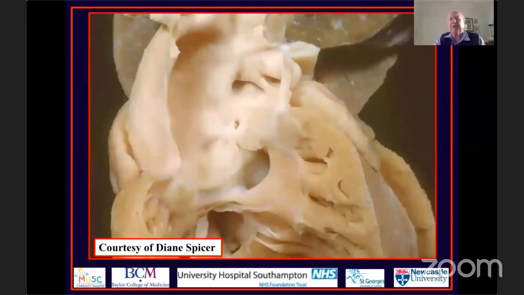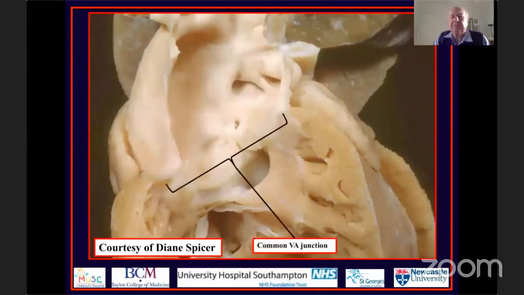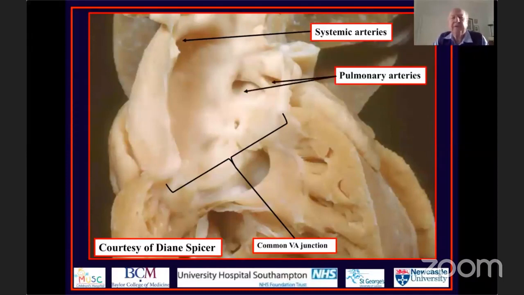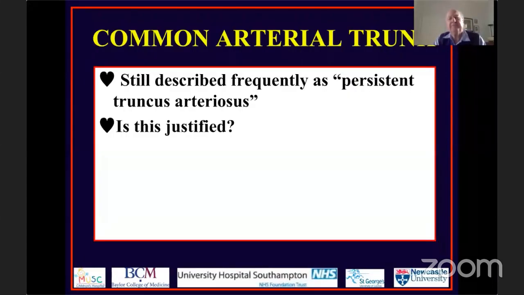So this is what we are talking about. This is one of the lovely pictures from Diane Spicer. I'm particularly dependent today on the images provided by Diane. So this is a typical example of common arterial trunk. There you can see the common ventriculo-arterial junction, and leaving the base of the ventricular mass, we have the common channel that supplies directly the systemic arteries, the pulmonary arteries, and the coronary arteries.